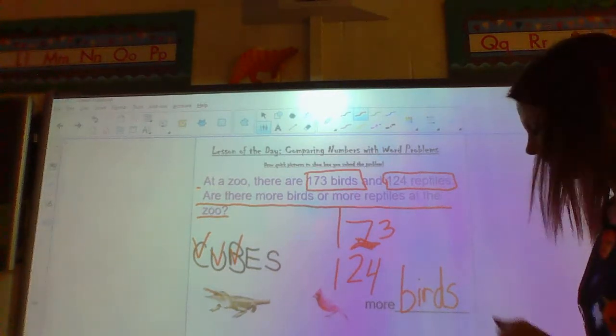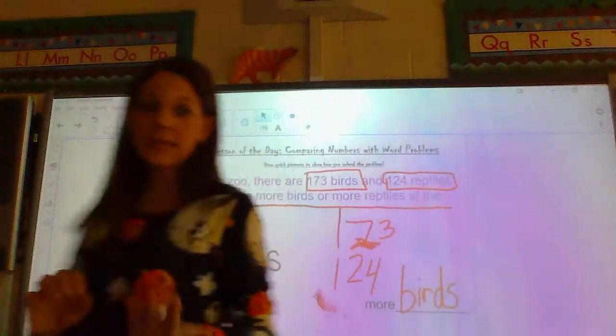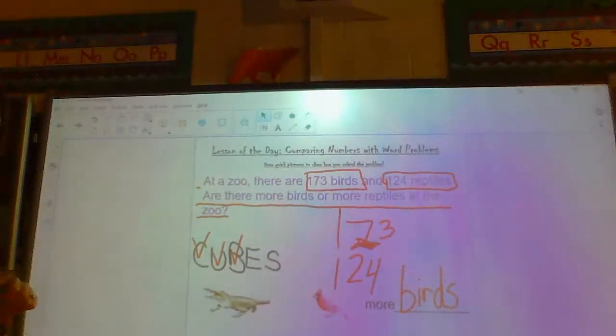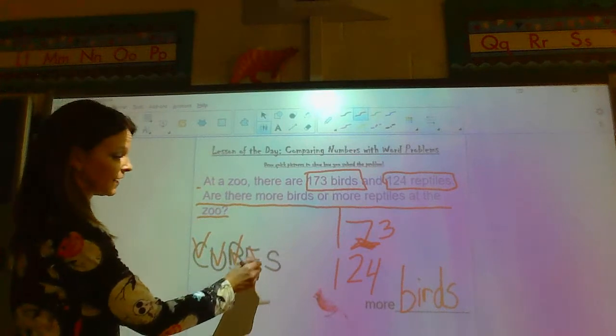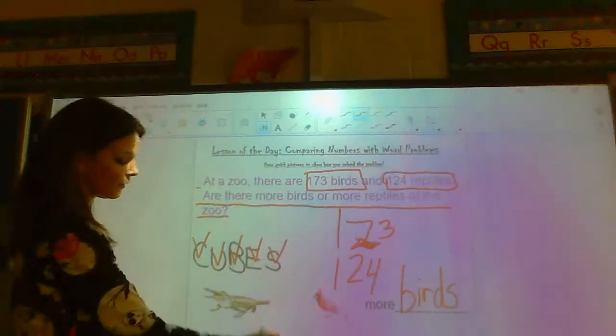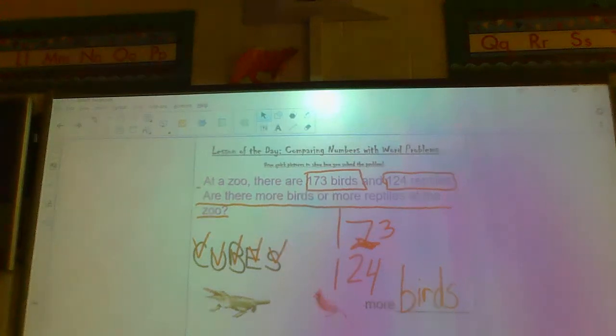So my friends, what I want you to do right now is listen carefully as we go through a couple more word problems and see if you can help me out, because we are going to do CUBES some more. We evaluated by thinking through and solved. So let's see if we can apply this to another word problem.